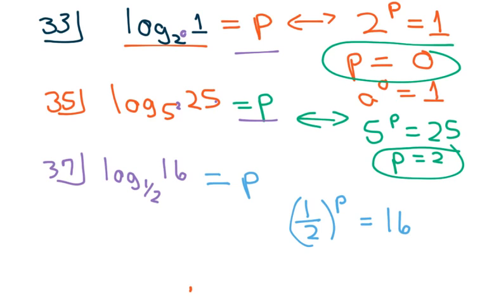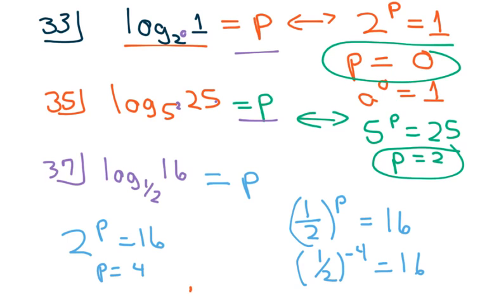Now, if it was 2 to the p equals 16, what would p equal? Right, p would be 4. But since it's a fraction, p is just going to be -4. Because 1/2 to the -4 equals 16. All this means is, the negative means you flip it and take away the negative. So that's 1/2. We're going to flip it. So that's 2 to the 4th.